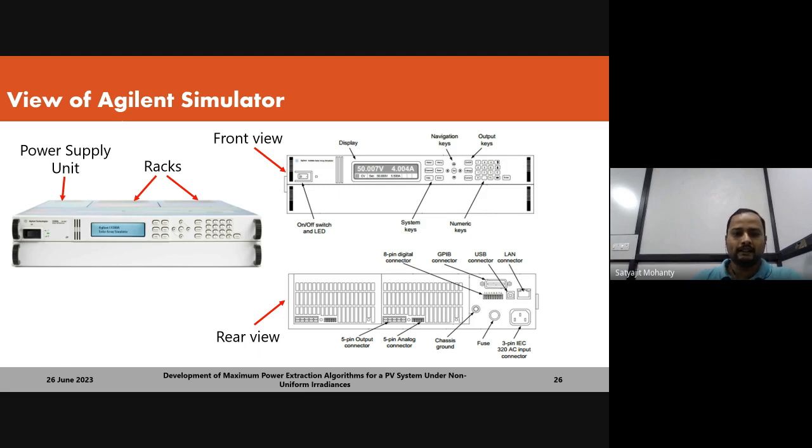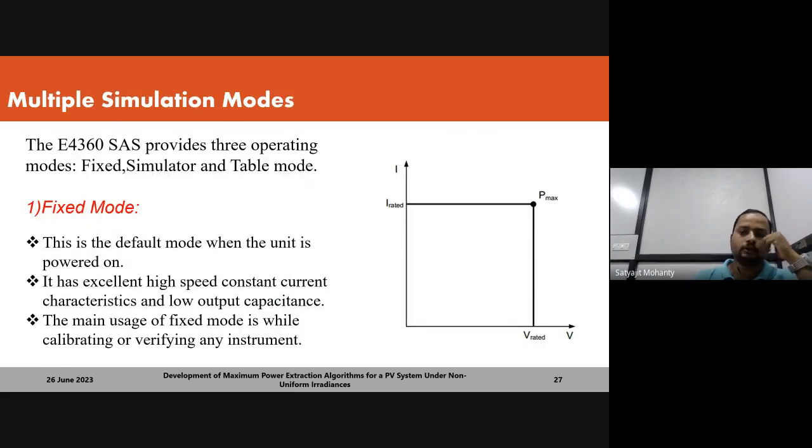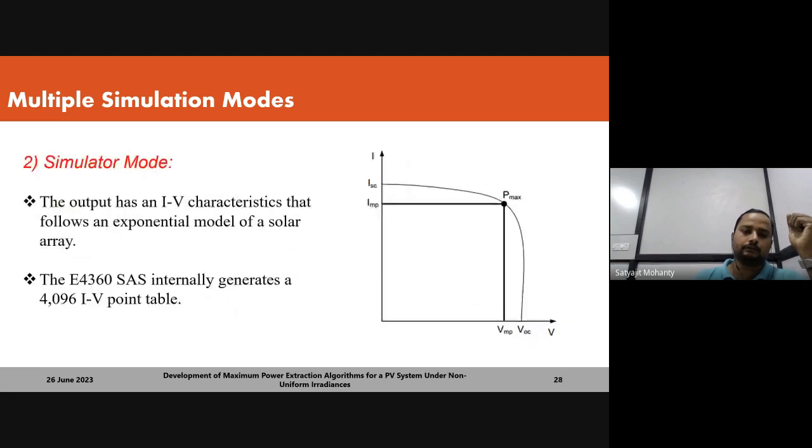In the back side there are two racks. Each rack is of 600 watt, and another is a power supply unit, which is mandatory. This is the fixed mode which I was talking about. This behavior is normal, like a battery. We need a constant voltage, and constant voltage can be easily produced in the fixed mode.